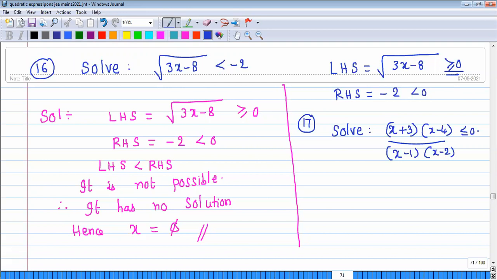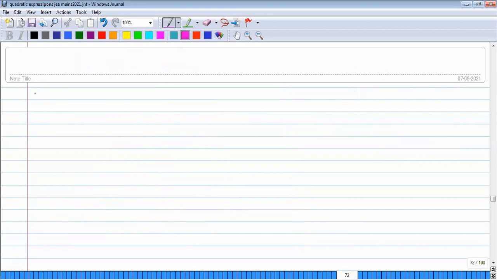So now the wavy curve method: starting from the right hand side, positive sign, negative sign, positive sign, negative sign, like that the sign changes. In that, you just pick up the negative signs. In which interval the given expression is negative, that we need to find out as the required solution. You try yourself. Okay, so what is the solution? We get it now.